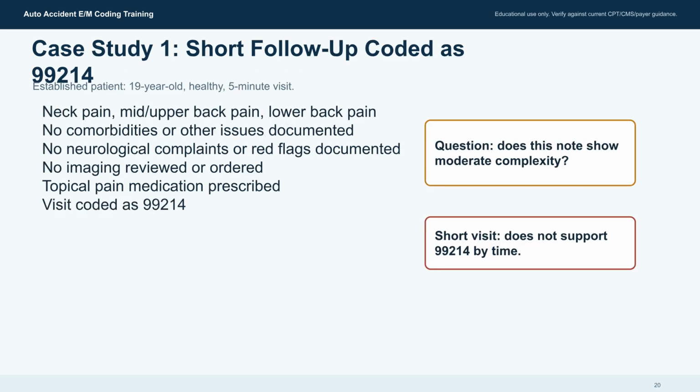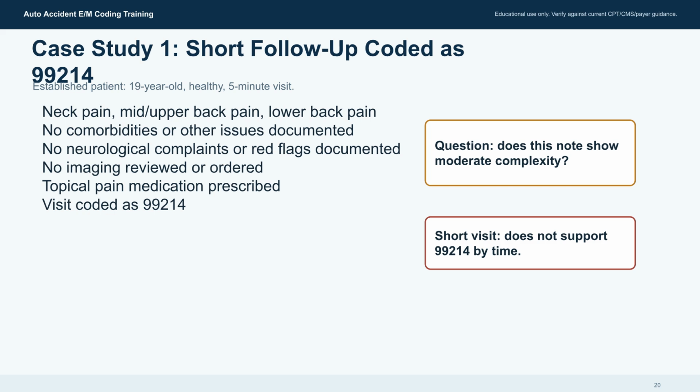Here is an example of a visit that may be overcoded if the documentation is limited. A 19-year-old healthy, established patient presents for a short follow-up visit, approximately 5 minutes, with neck pain, mid or upper back pain, and lower back pain. There are no other complaints, no neurological findings, no imaging review, no referral, and no significant change in treatment. A topical pain medication is prescribed. Even though the patient has pain in more than one area, that alone does not automatically support a 99214.